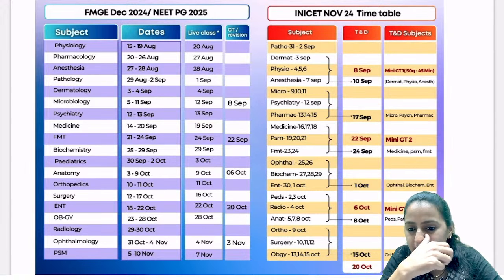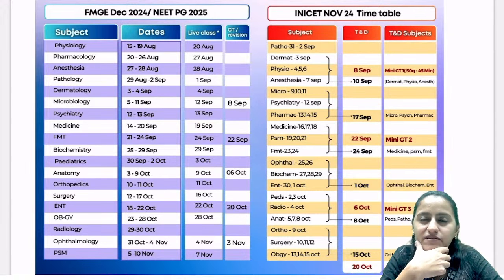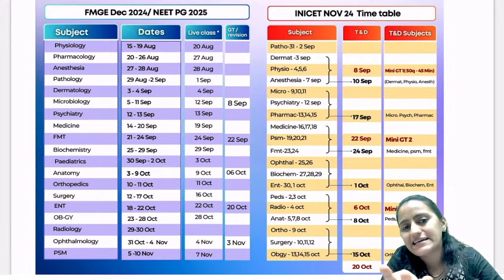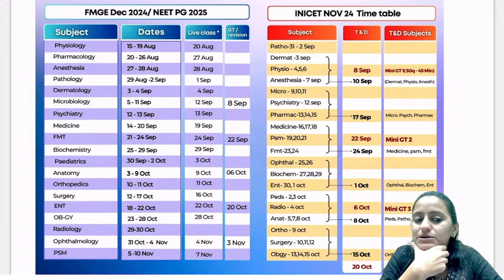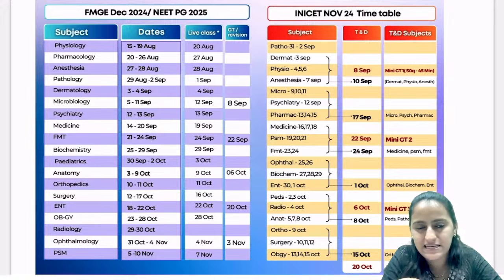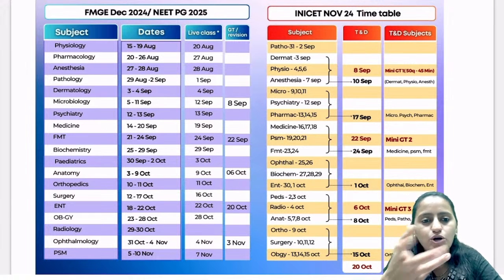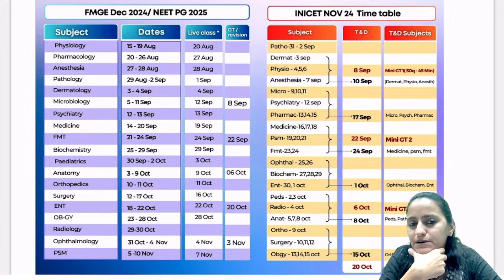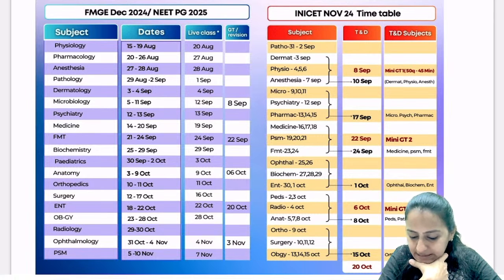Mini GT1 discussion, mostly we will do it on 18th or 19th. We will do the mini GT discussion either in 2 parts, 18th and 19th, part 1, part 2, or together on either of those days. I'll update about that, don't worry.